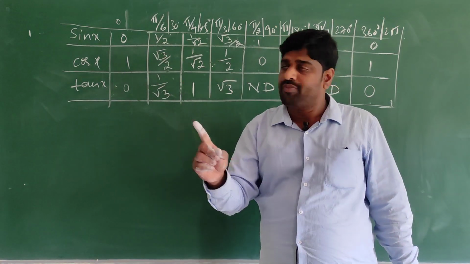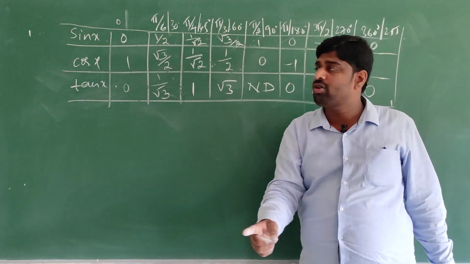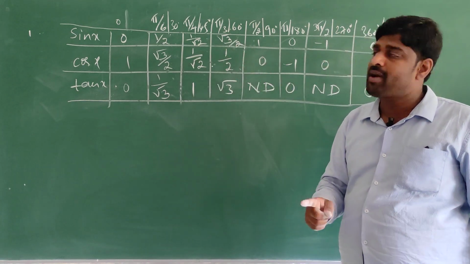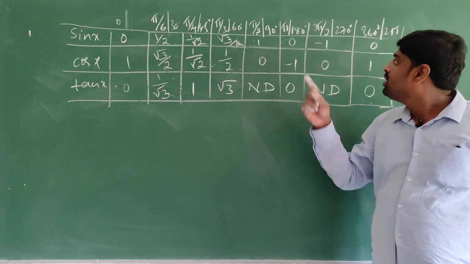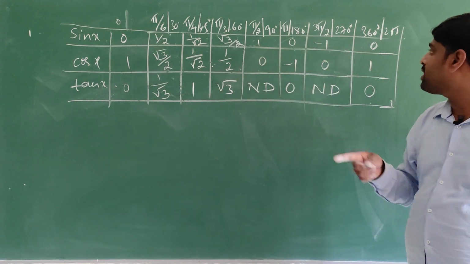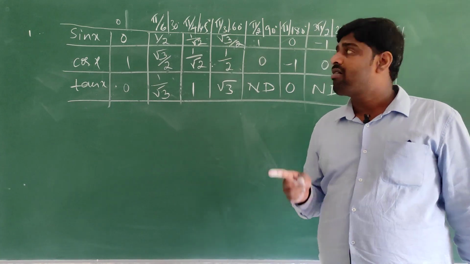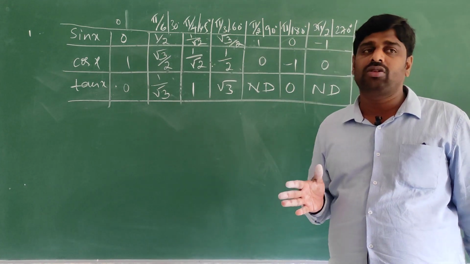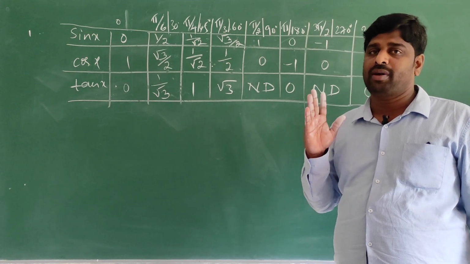Sin 0 is 0. Sin pi by 6 is 1 by 2. Sin pi by 4 is 1 by root 2. Sin pi by 3 is root 3 by 2. Sin pi by 2 is 1. Sin pi is 0. Sin 3 pi by 2 is minus 1. Sin 360 is 0. Cos 0 is 1. Cos pi by 6 is root 3 by 2. Cos pi by 4 is 1 by root 2. Cos pi by 3 is 1 by 2.